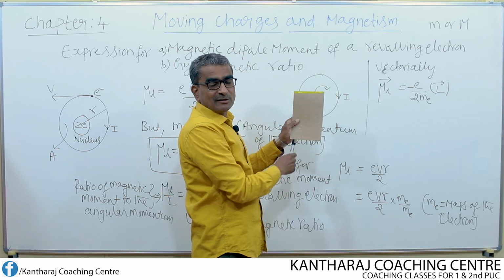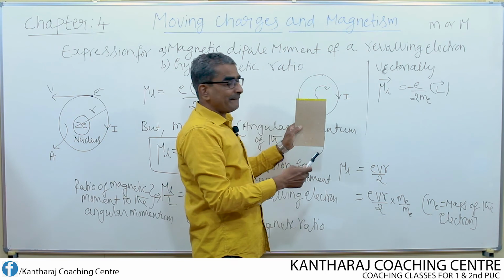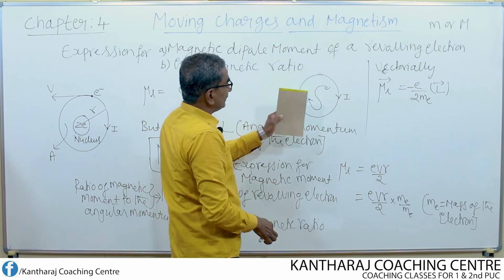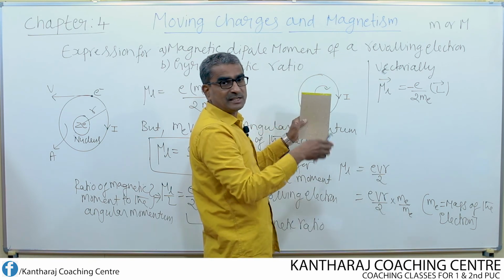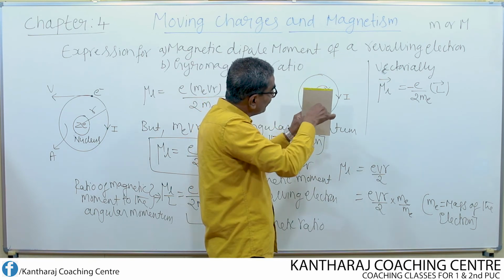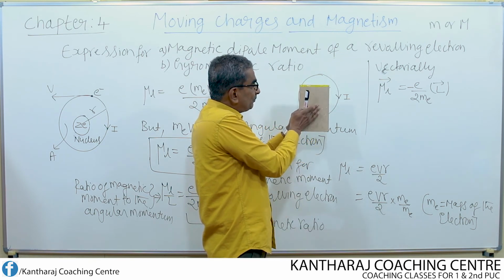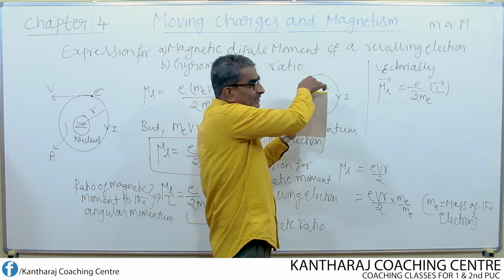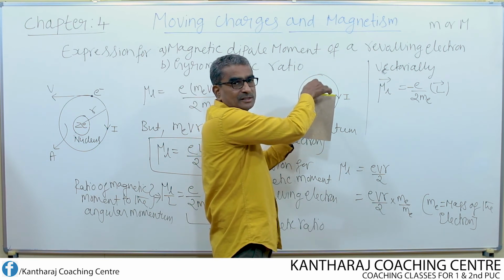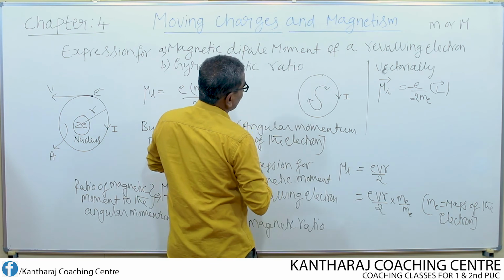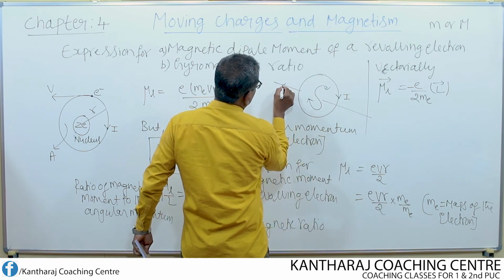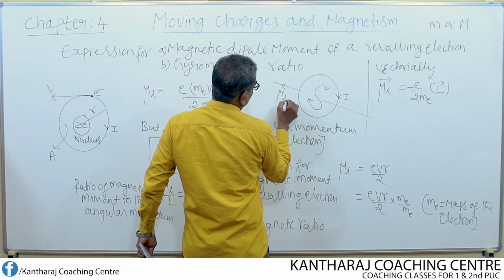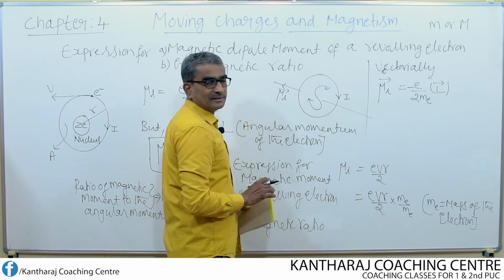If that is the case, what will be the direction of the magnetic moment? The direction of magnetic moment is always from south pole to north pole. That means the direction of magnetic moment will be inwards, into the plane of the board. So this is the direction of the magnetic dipole moment.